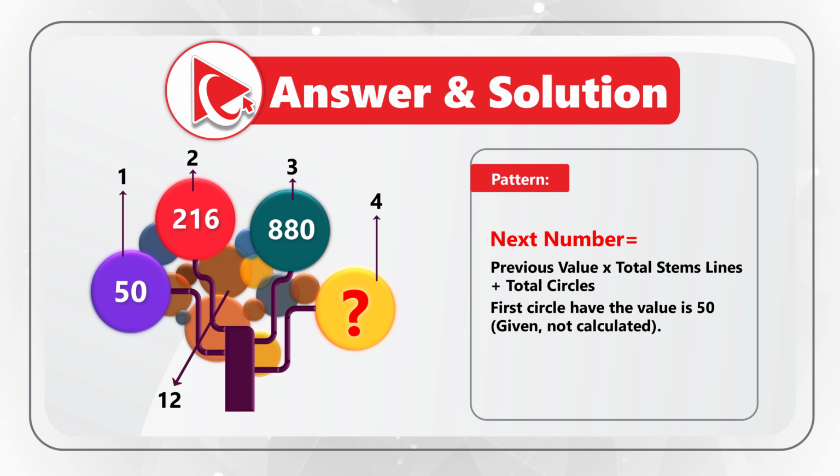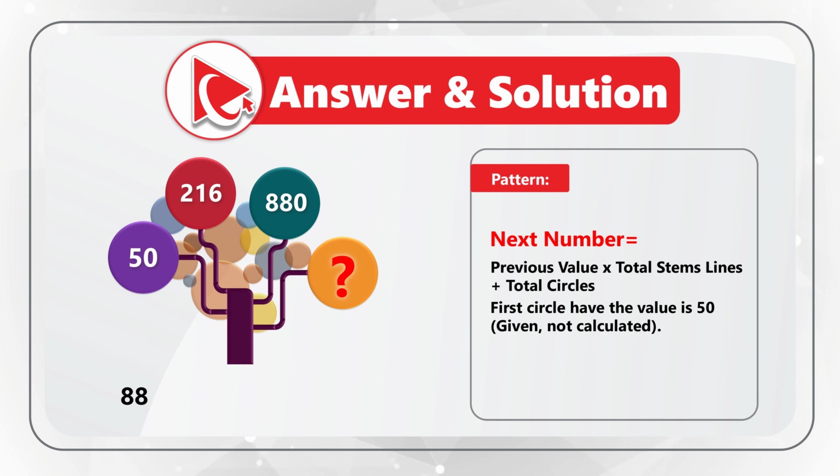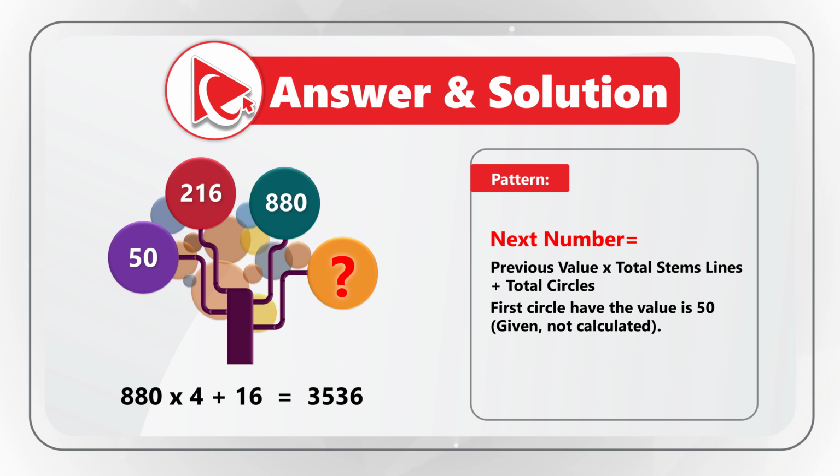Now we have all of this information and we can calculate the missing number. It is calculated as 880 multiplied by 4, then we add 16, and the end result of this is 3,536. So the correct answer here is choice D, 3,536. Hopefully you've nailed this problem and now know how to answer similar problems on the test.